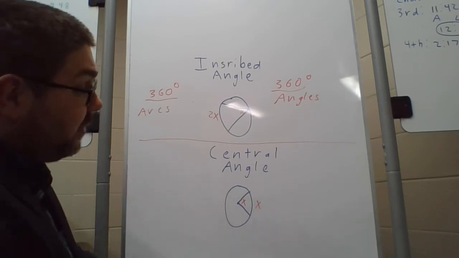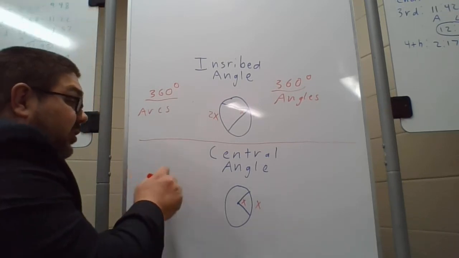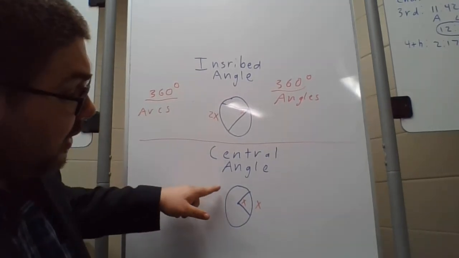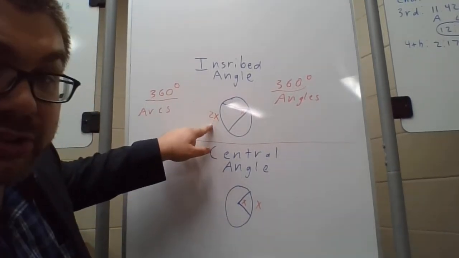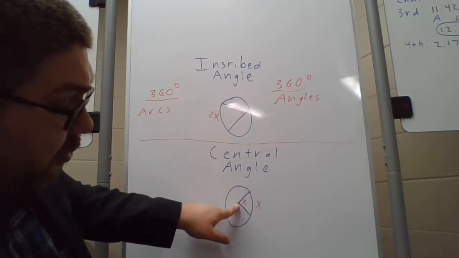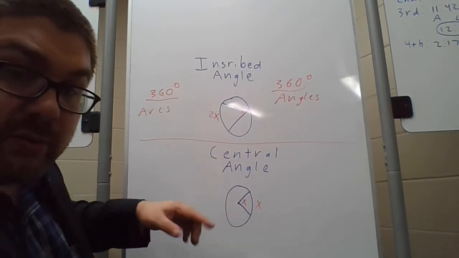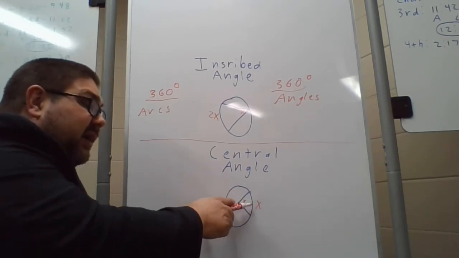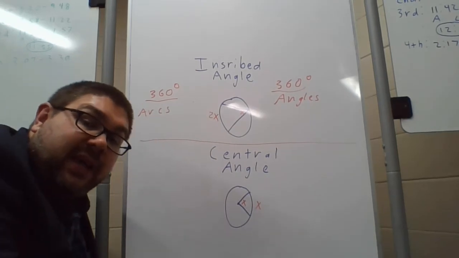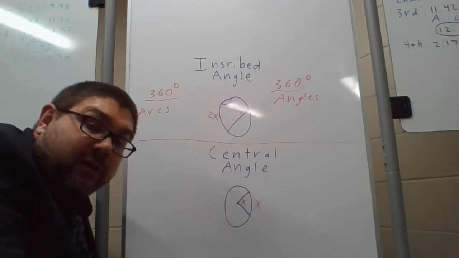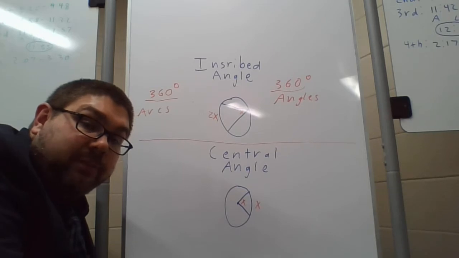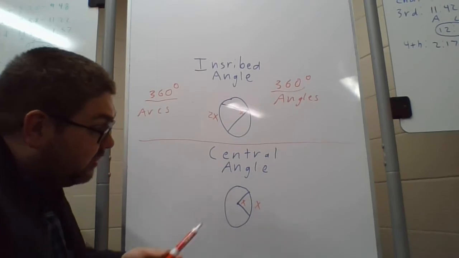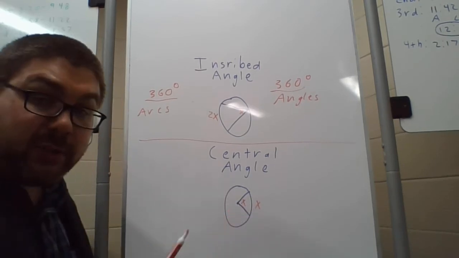Now, a central angle is different. Again, 360 degrees, I'm not going to rewrite it. It's crucial information, but it's up here, so you should know it. A central angle is just like an inscribed angle, except if you look, it goes to the center of the circle. The center point of the circle, and x equals x, meaning the angle equals the arc in a central angle. So if the angle measurement on this one is 50, then the arc measurement is 50.